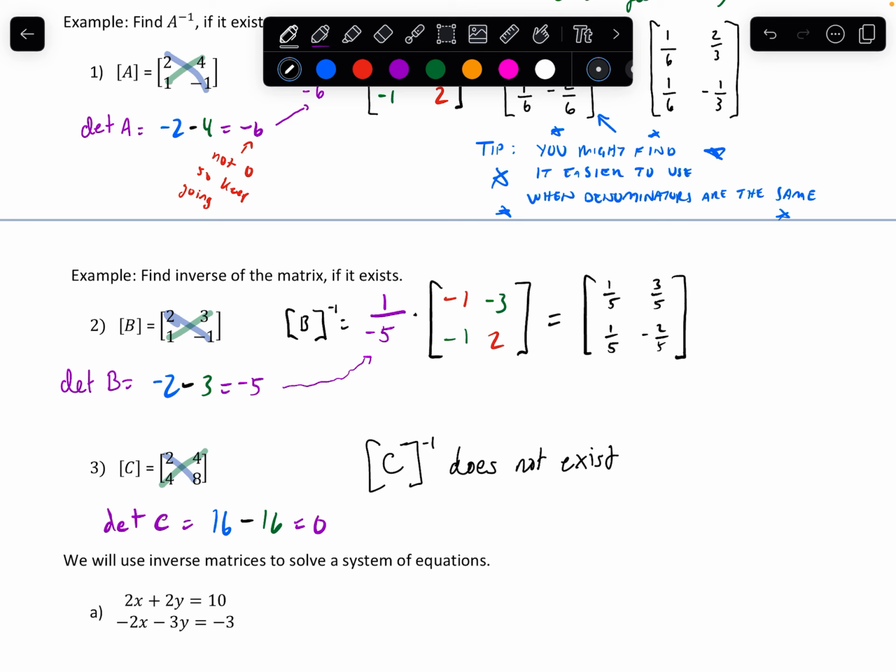So that was easy. Alright, so that's how you find an inverse, how you find the determinant, and then in the next video, just so it's easier to upload, I'll show you how to solve the system of equations using this method with this tool.